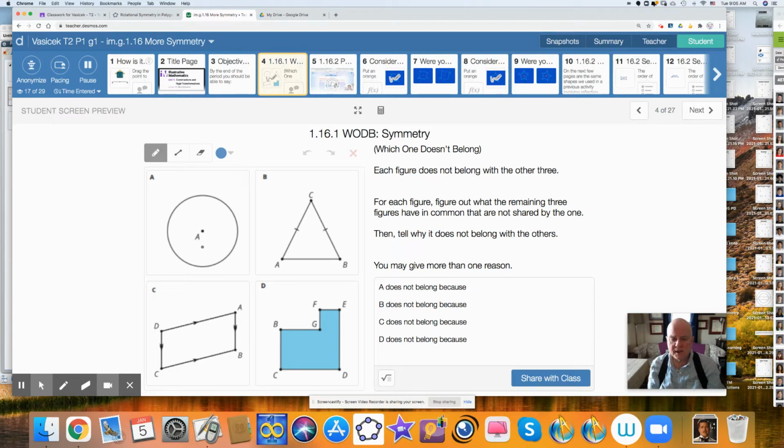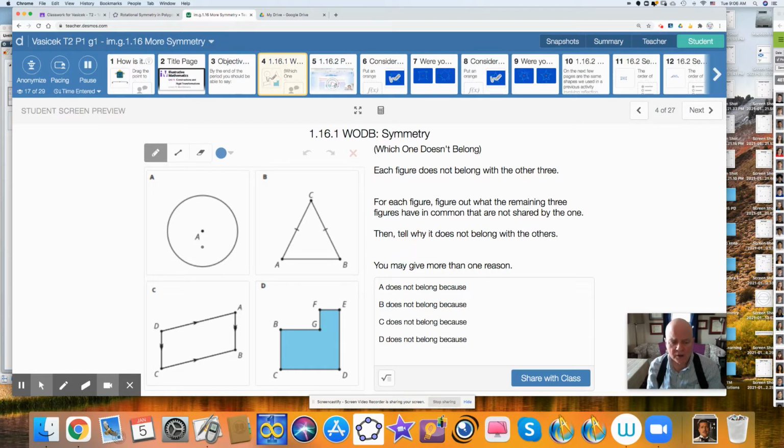You need to say what B has that the others don't have. Maybe you would say C is a parallelogram. Well, there are no other parallelograms, but the other three don't have that in common. You could say C has rotational symmetry. B doesn't, D doesn't, but A does. So saying it has rotational symmetry would not be valid. I need you to make valid comments. Each one, A, B, C, or D, does not belong with the other three because the other three have something in common that this one doesn't, or this one has something that the others don't have.